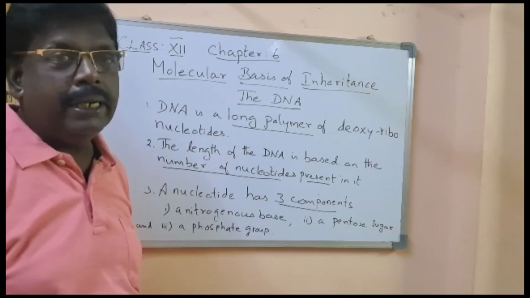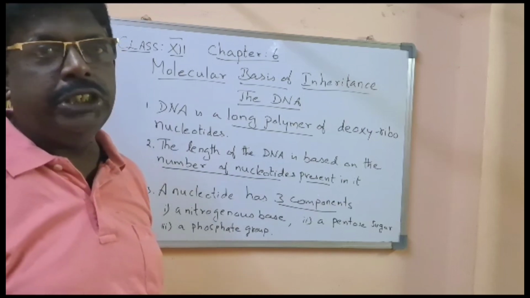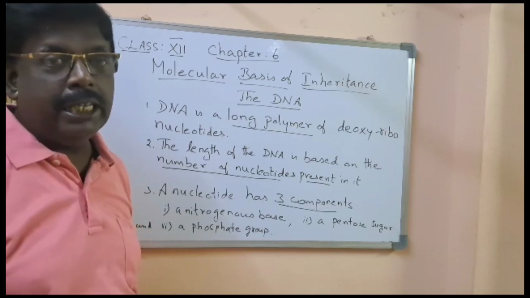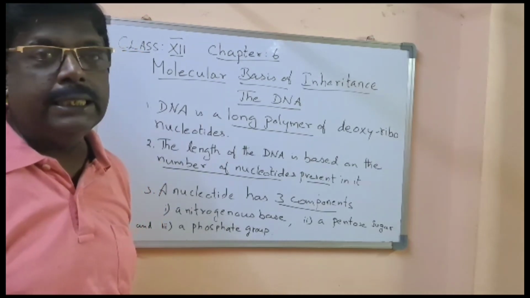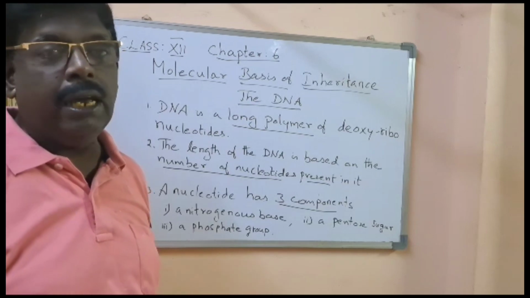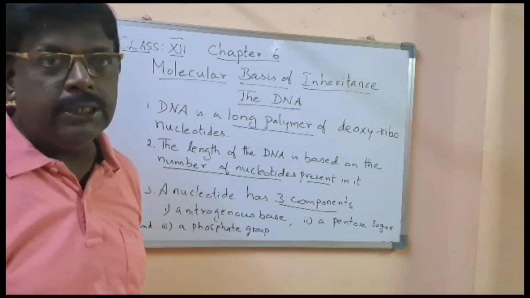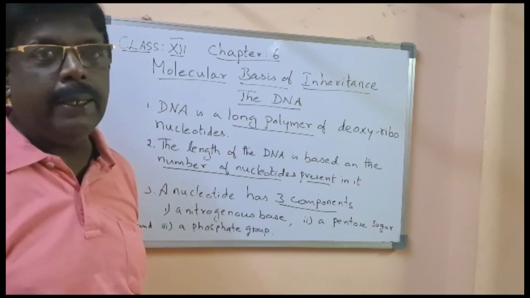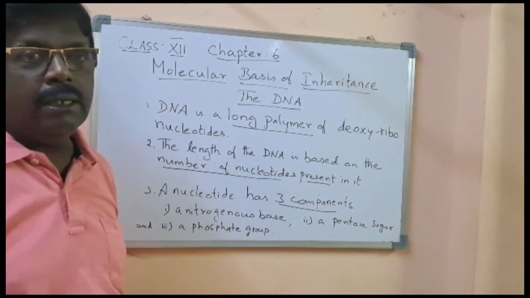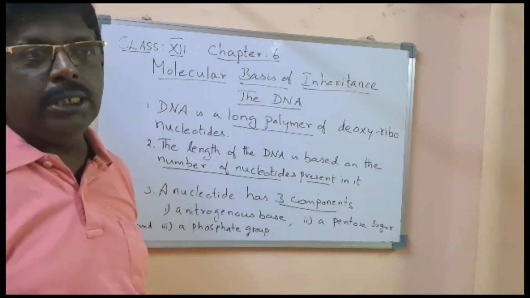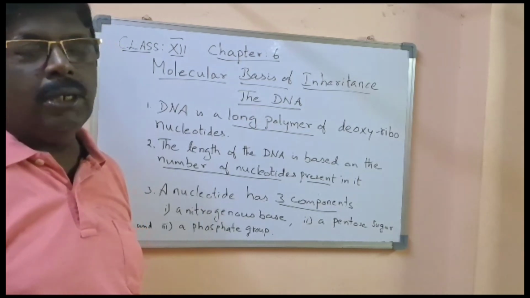And the chemical structure of this polynucleotide chain, the DNA, comprises three components. They are nitrogenous base, a pentose sugar, and a phosphate group. Again I repeat, three components are nitrogenous base, pentose sugar, and phosphate group. So let us see that one by one.